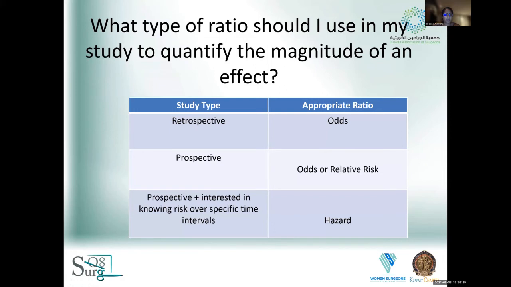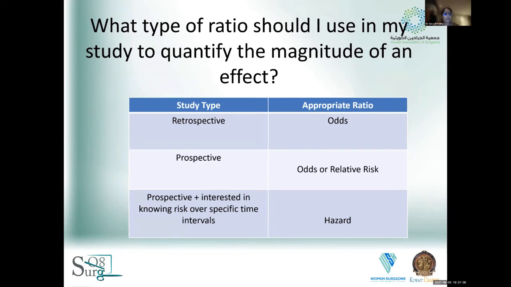And what type of ratio should I use in my study to quantify the magnitude of an effect? What you do is you look at your study type, which we talked about in the previous talk, and then you select the appropriate ratio. This is not a set rule, just generalizations. Generally, if you're doing retrospective studies, you're going to use odds ratios. If you're doing prospective studies, usually you'd use odds ratio or relative risk, depending on what you're looking at.